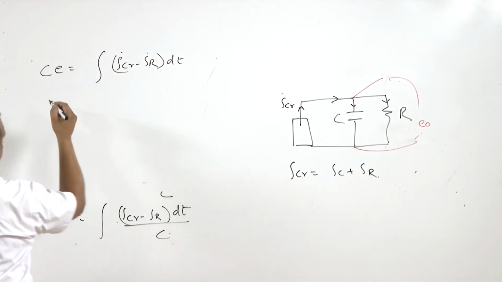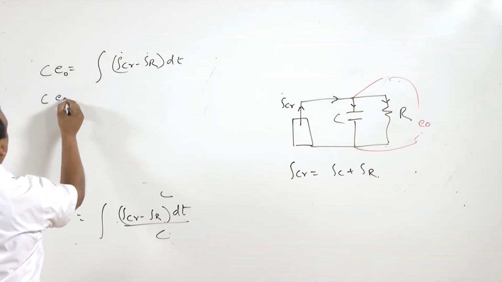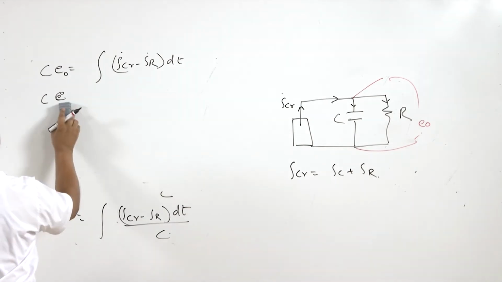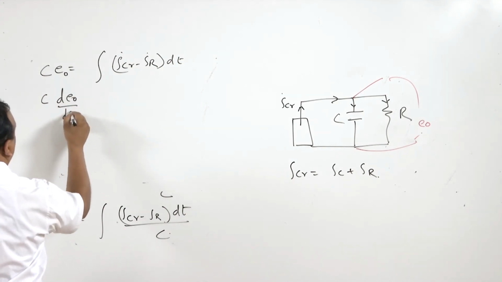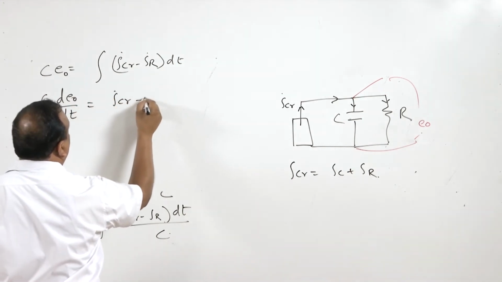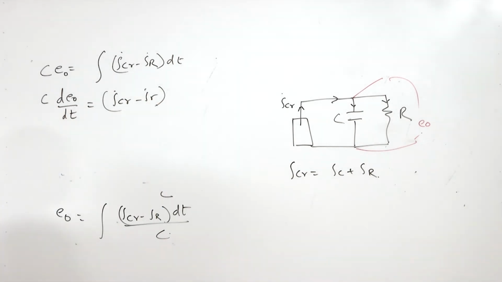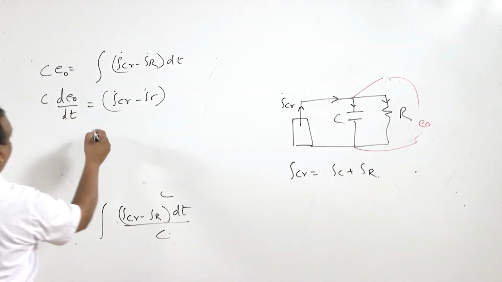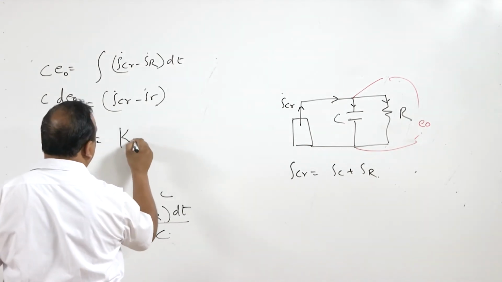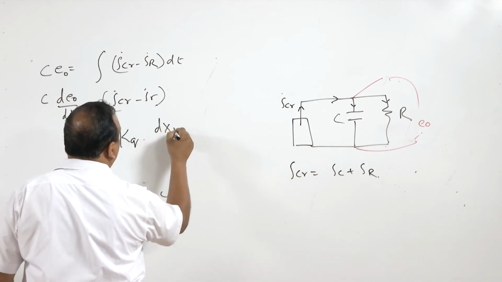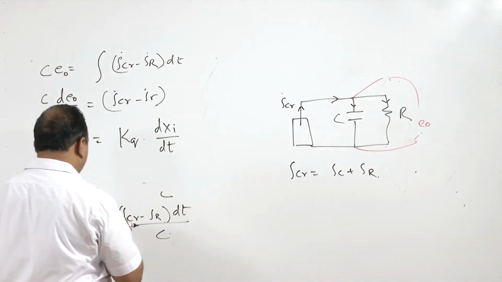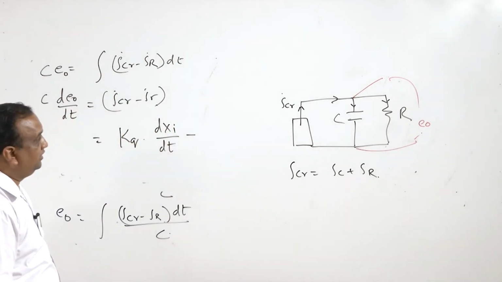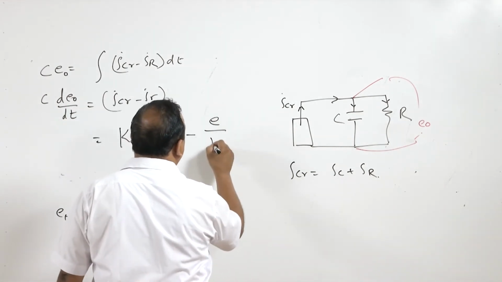Now if we differentiate this CEO, C dEO by dt is equal to ICR minus IR, right? ICR is KQ dxi by dt. This is input displacement dxi, minus IR. IR is again EO by R.